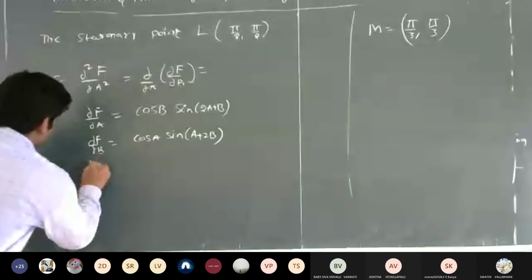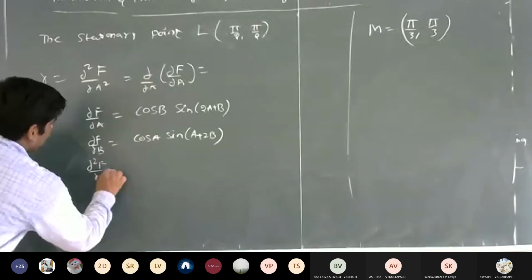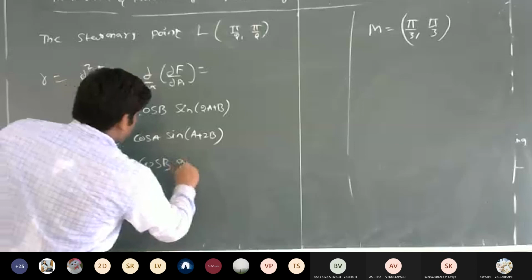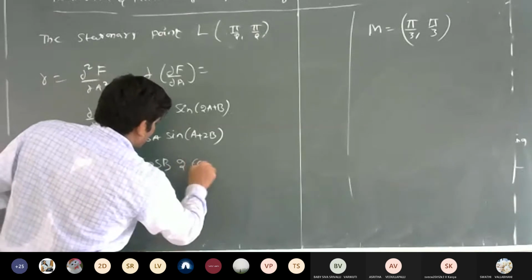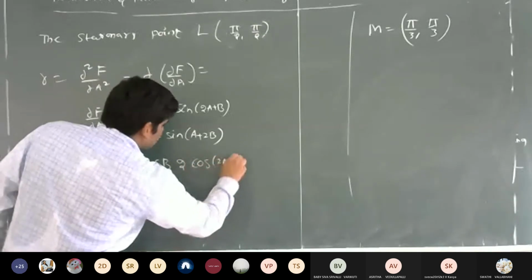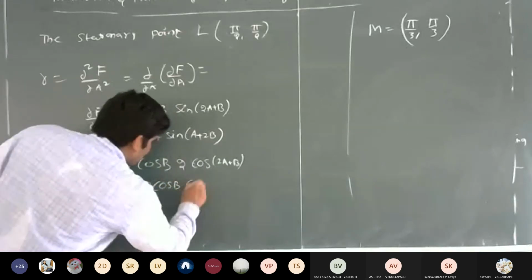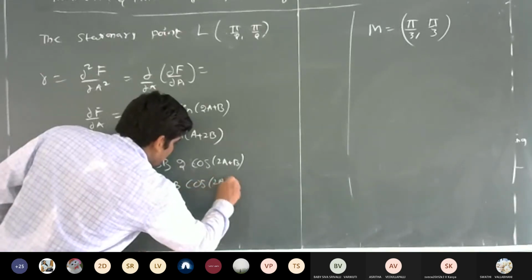So dou square f by dou a square, that is cos b into 2 into cos of 2a plus b. So that is equal to 2 cos b into cos of 2a plus b.